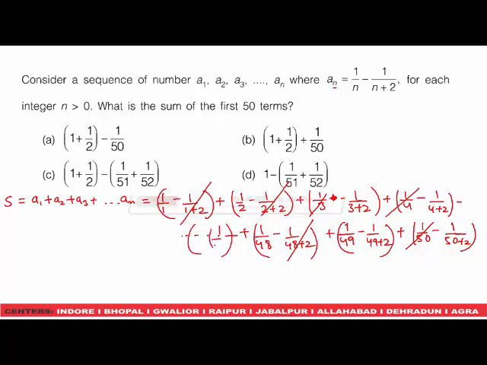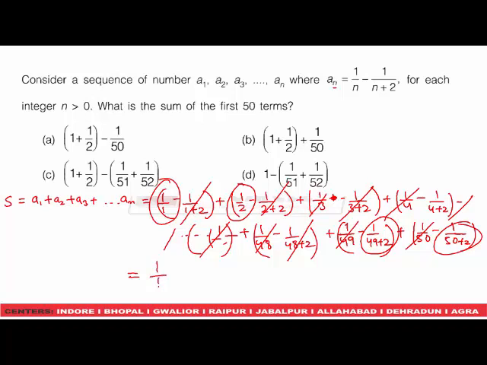Similarly, we can say this term will also get cancelled by this term. What will be? This will be also 1 by 49. So this will also get cancelled by this term and so on. It will get cancelled by the previous term. So all the values will get cancelled out. Here also we will be left with this term, this term, this and this.